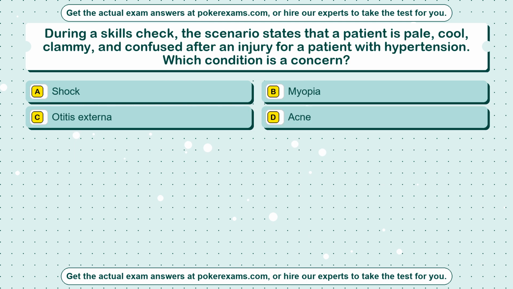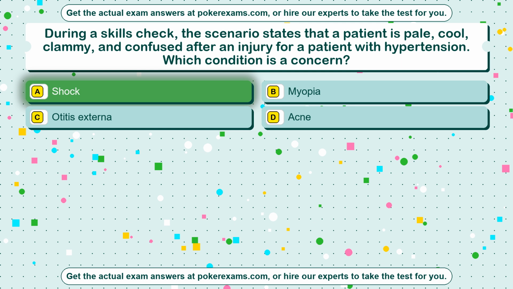Question 45. During a skills check, the scenario states that a patient is pale, cool, clammy, and confused after an injury for a patient with hypertension. Which condition is a concern? Option A, shock. Option B, myopia. Option C, otitis externa. Option D, acne.